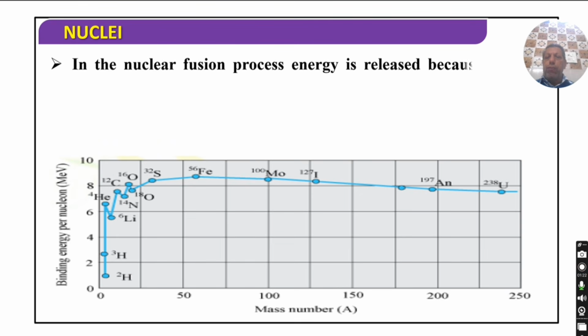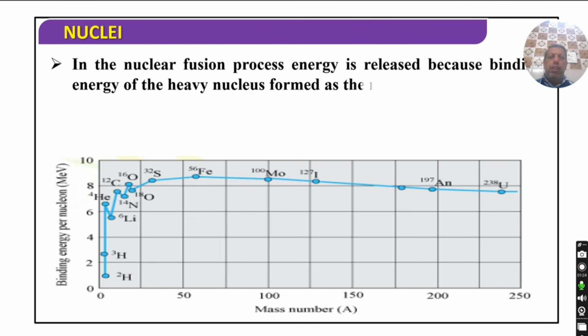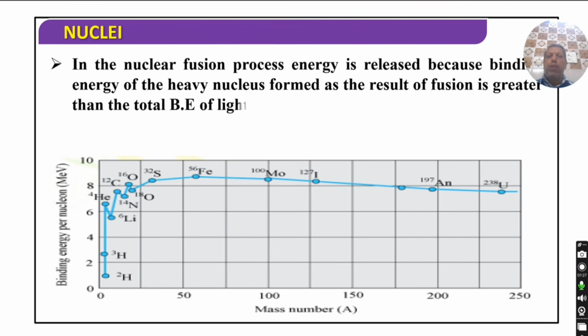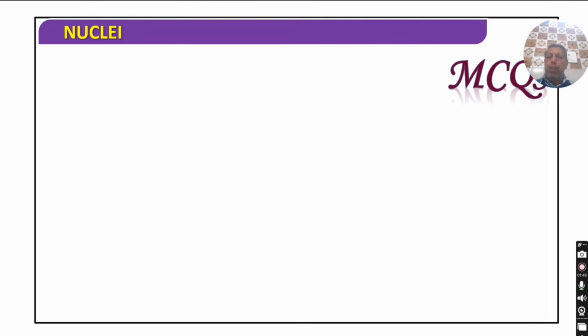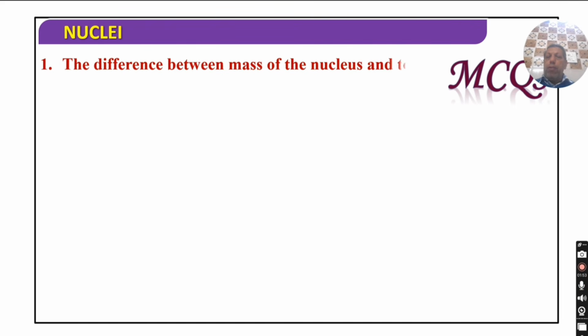In the nuclear fusion process, energy is released because the binding energy of the heavy nucleus formed as a result of fusion is greater than the total binding energy of the lighter nuclei which are fused. Iron, whose binding energy per nucleon is maximum at 8.7 MeV per nucleon, is most stable and will undergo neither fission nor fusion.